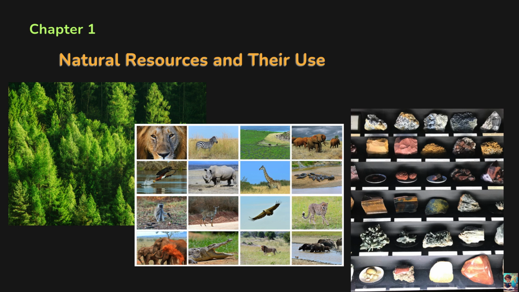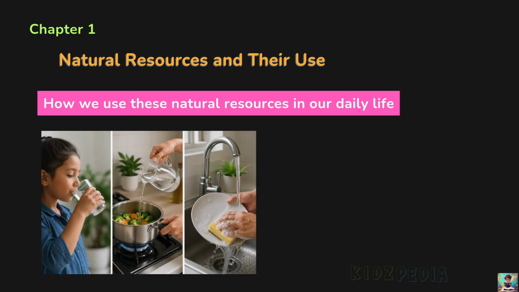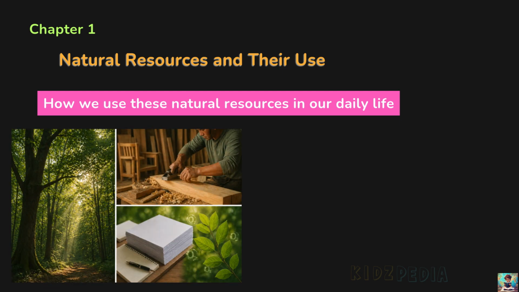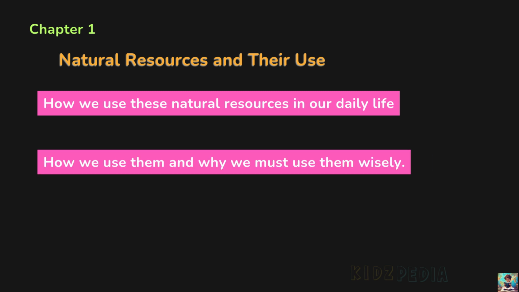Now, just having resources is not enough. How we use these natural resources in our daily life is very important. For example, we use water for drinking, cooking, cleaning. We use sunlight for light and growing plants. And we use trees for wood, paper and oxygen. This chapter is not just about what resources are. It is about how we use them and why we must use them wisely.